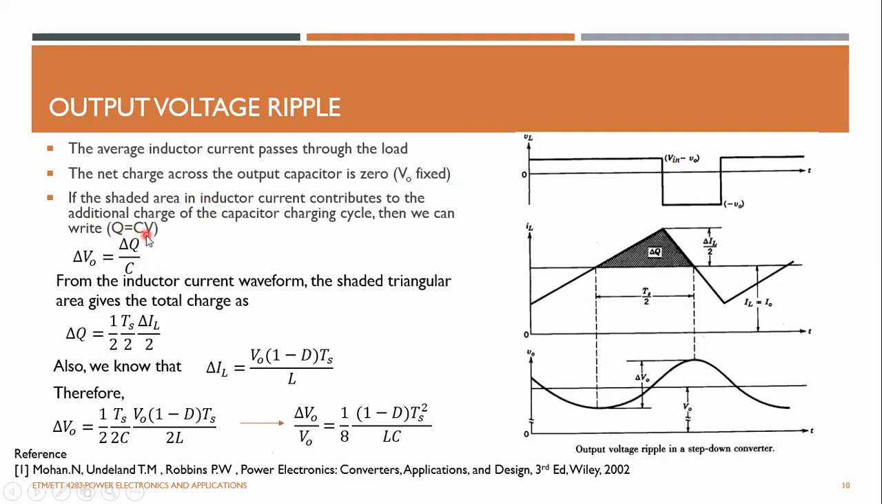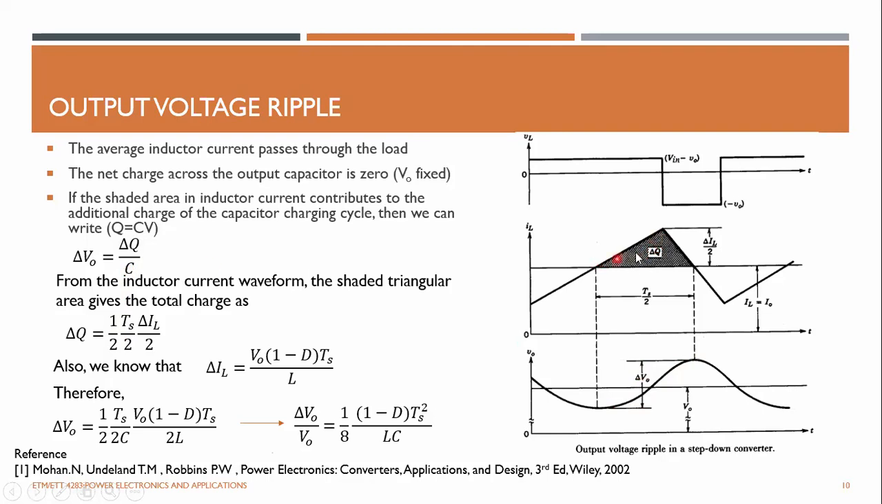So using the Q equals CV equation, we can see this is the inductor current waveform. In the charging phase, its voltage is Vin minus Vout. In the discharging phase, its voltage is minus Vout. So the inductor current is charging like that. The average current is this one, which goes through the load. We can assume this additional charge of the inductor is contributing to increase the capacitor voltage from here to here. This is the change of the capacitor voltage.